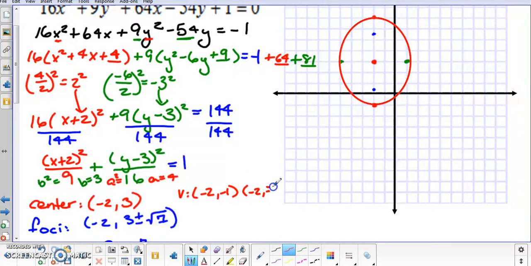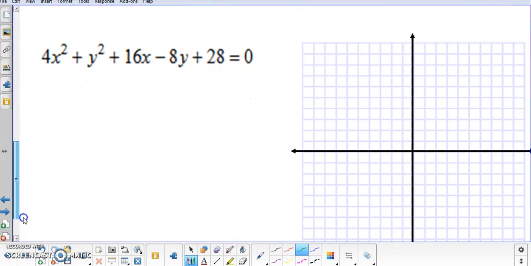-2, +7. Okay? And then my co-vertices, those are 1, 2, 3, 4, 5 at -5 and +3, and at 1, +3. All right. Let's try one more.